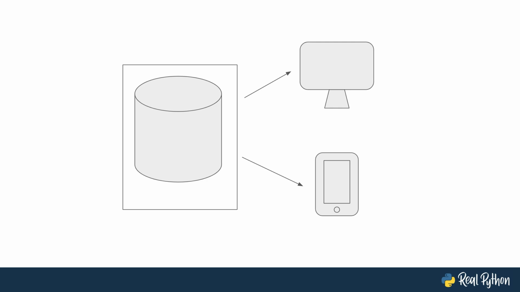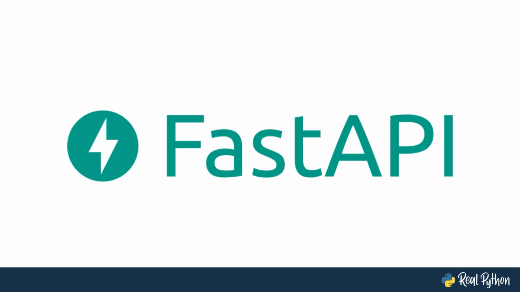Instead, they merely serve data or perform actions to create and modify data. Such web applications are called APIs or application programming interfaces. Web APIs are useful for making your application's data accessible to other applications. There are many ways to create a web API with Python. In this course, you will learn about a relative newcomer to the field, FastAPI.